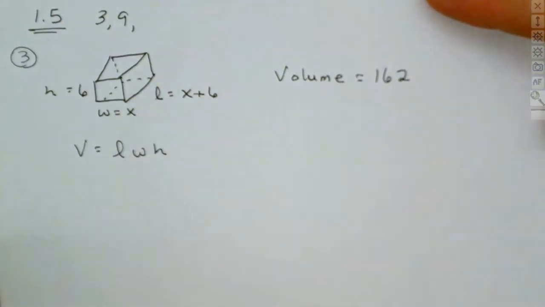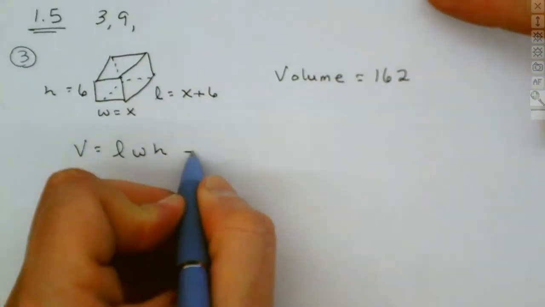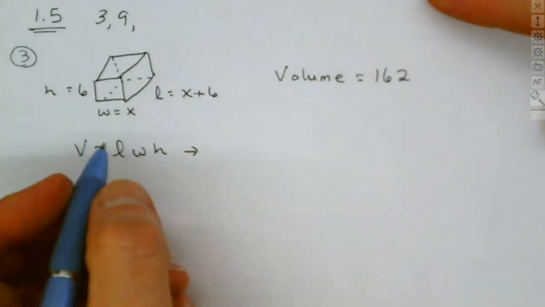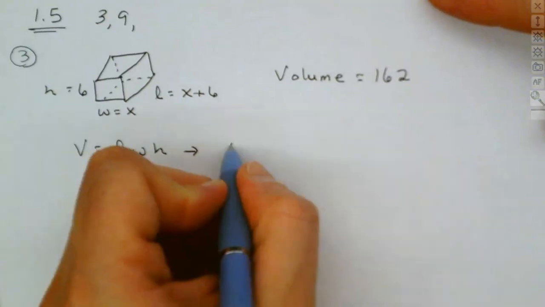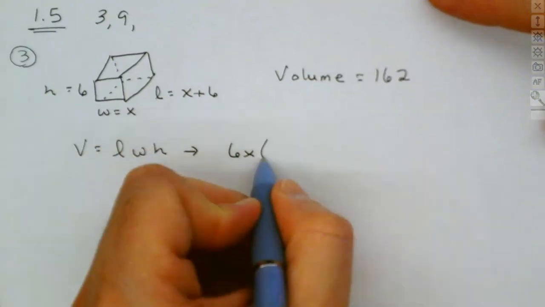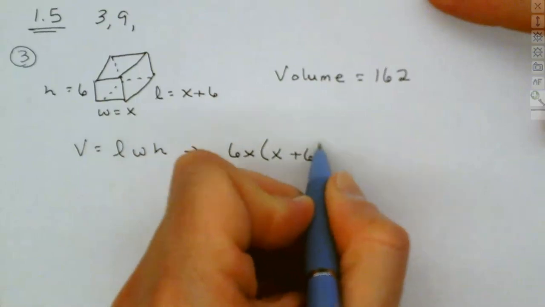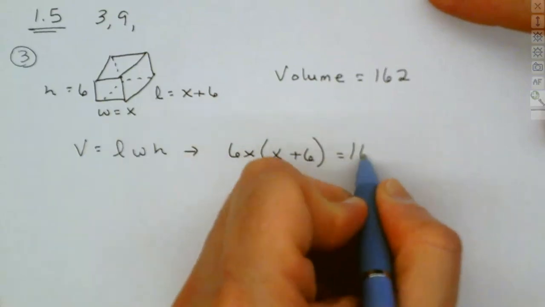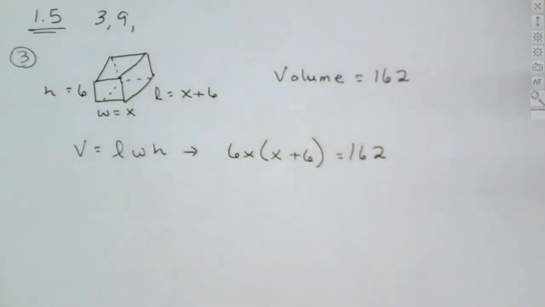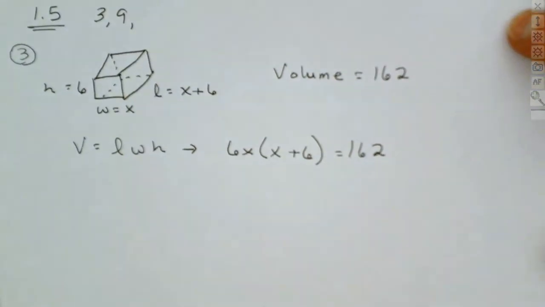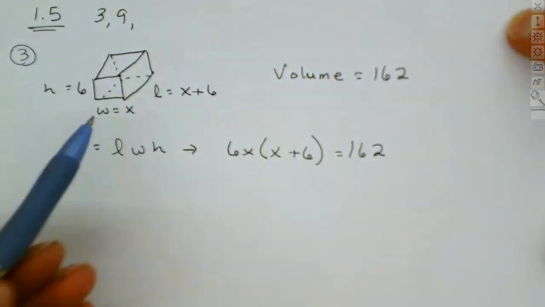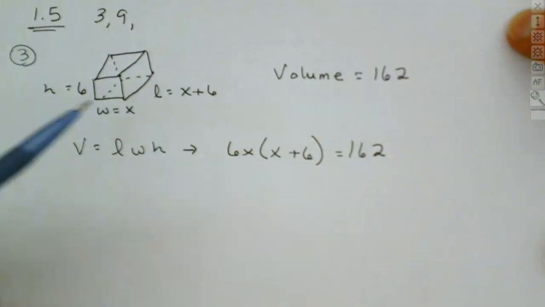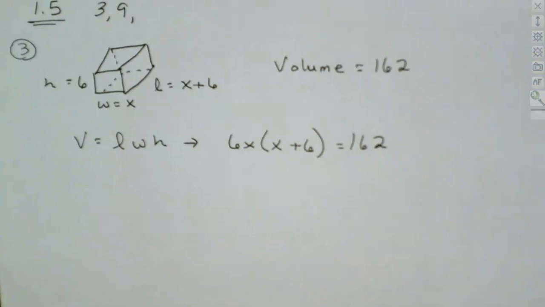So let's go ahead now and write our equation up. That means we're going to multiply all these together. It doesn't matter the order. I'm just going to multiply them all together, and that's going to give me my 162. So they're all multiplied together. We've got 6 for the height, width is an x, and the length is x plus 6. Is everyone okay with how I got that equation? This one is really not that difficult to get the equation on.